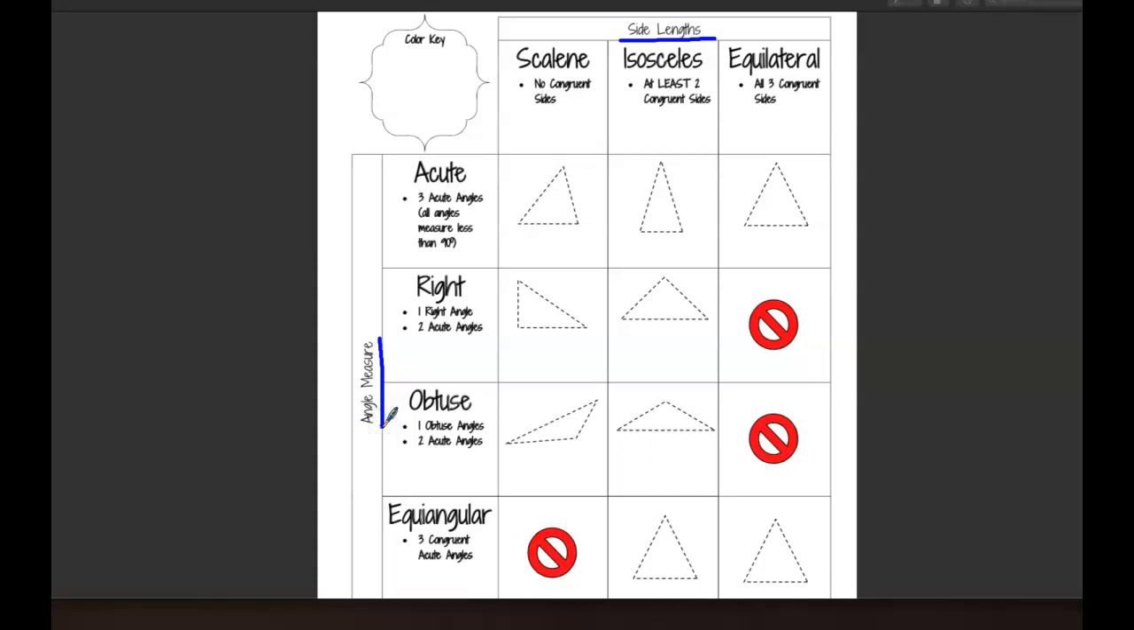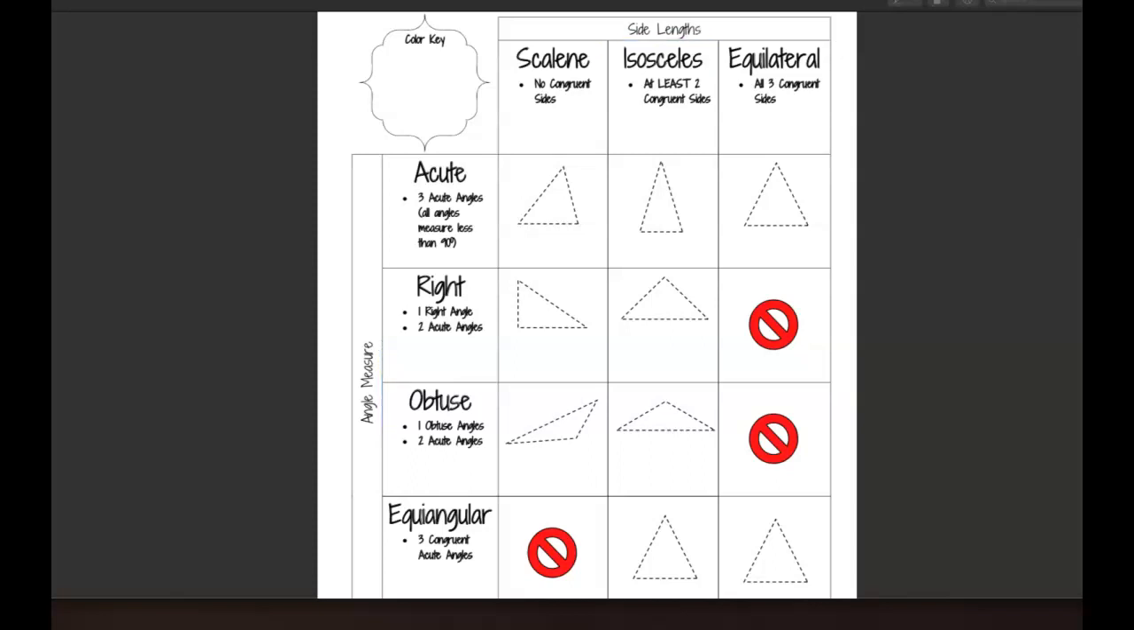So up at the top, we have scalene, isosceles, and equilateral. These are all ways that we can classify a triangle by its sides. Then down the other column, we have the classifications for their angles: acute, right, obtuse, and equiangular. You can always classify a triangle using two terms. However, one has to be a side, the other one has to be an angle description. So you cannot have two side descriptions to classify a triangle. So let's get into the specifics about them.